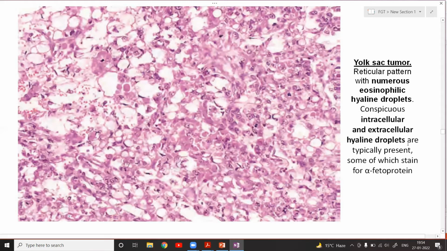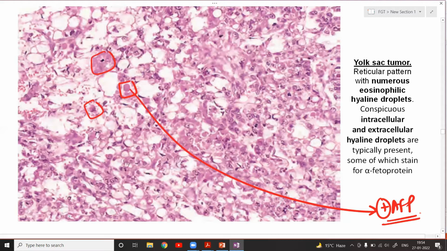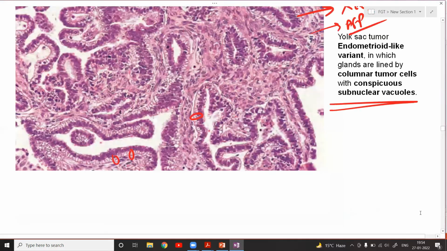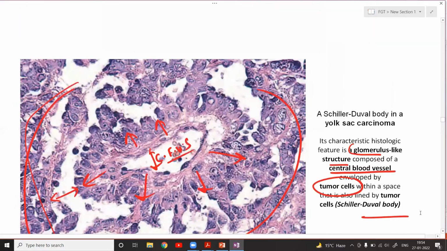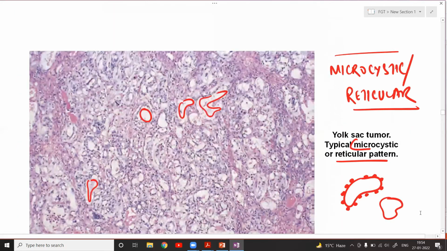Now, again, this is a reticular pattern, but why have I shown you? You can see multiple eosinophilic droplets. Okay, multiple eosinophilic droplets. Usually, these eosinophilic droplets will stain positive for alpha fetoprotein. That is, they are regarded as alpha fetoprotein. Okay, so they can be intracellular as well as extracellular. Okay, so this is about the yolk sac tumor, and this is about the different patterns of yolk sac tumor.